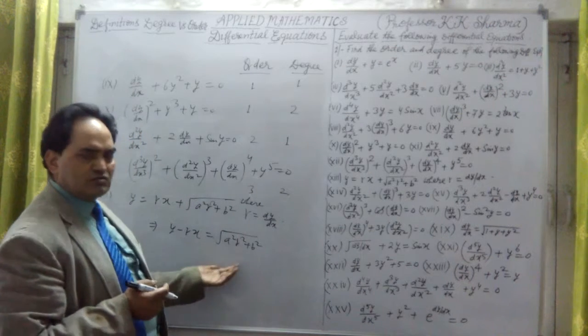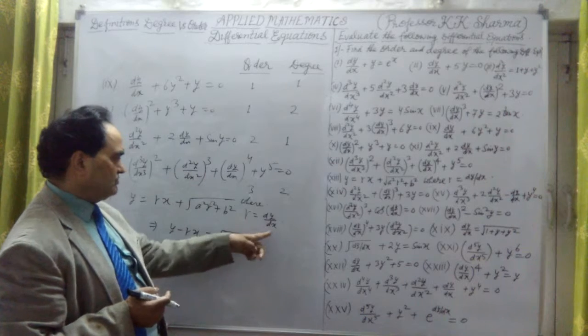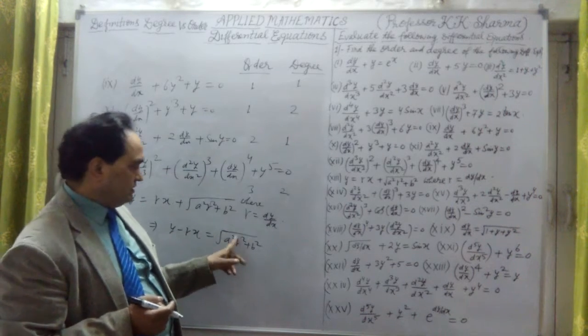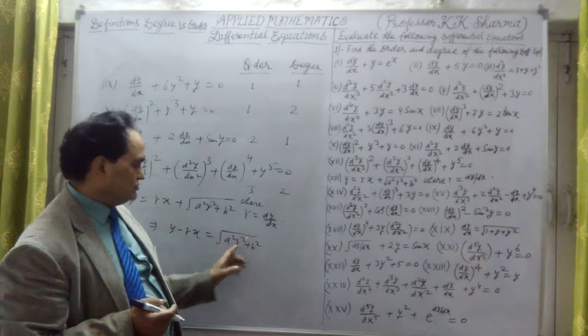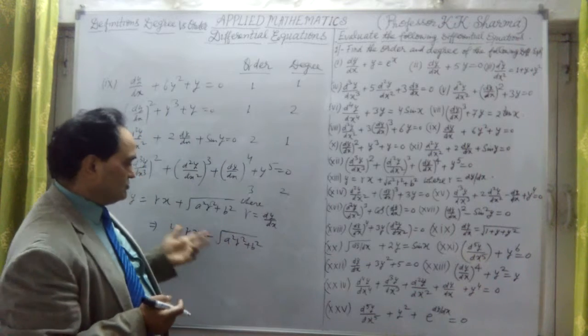Order can be calculated. Order is 1 only, because d y by d x is here. This is r square, which is d y by d x whole square, because r is d y by d x. The order is 1. What is the degree?